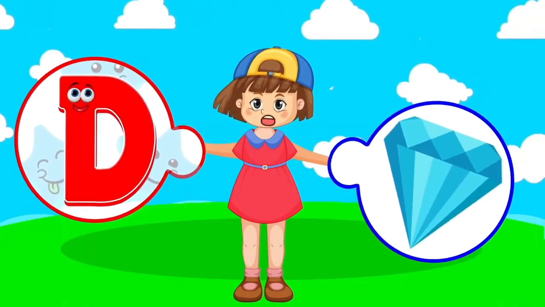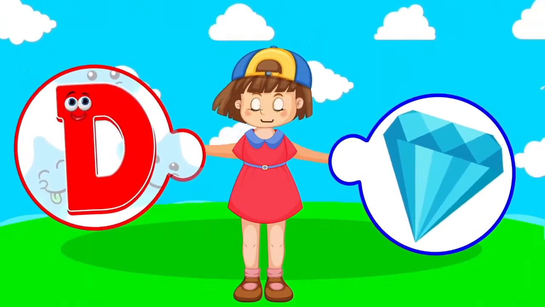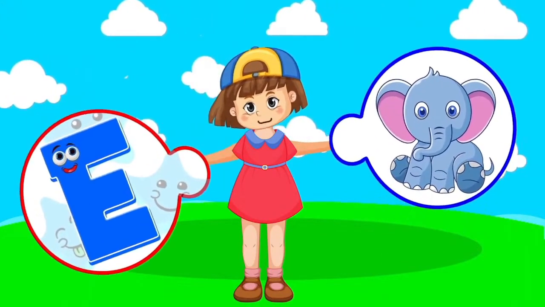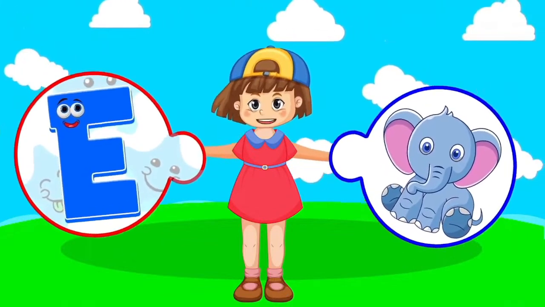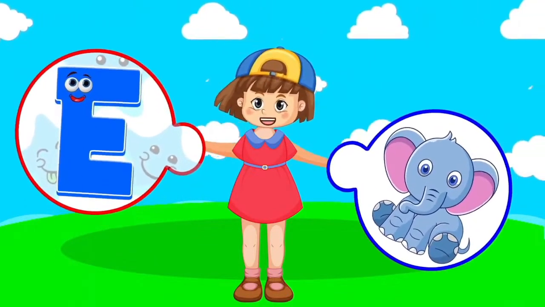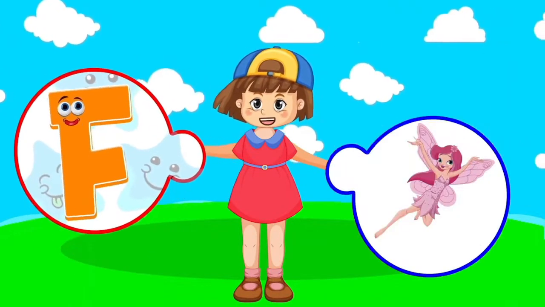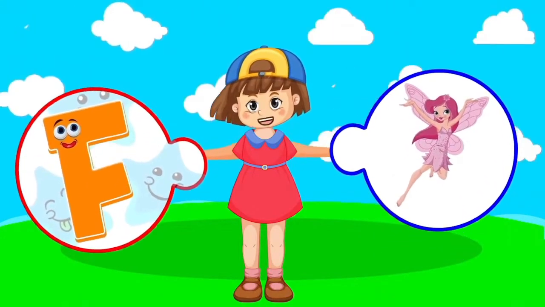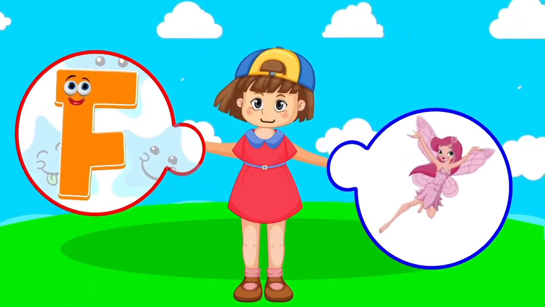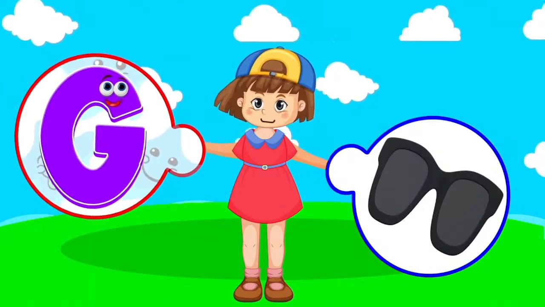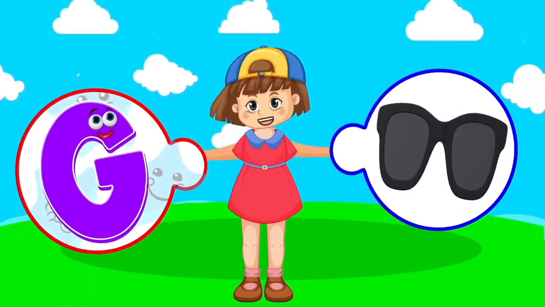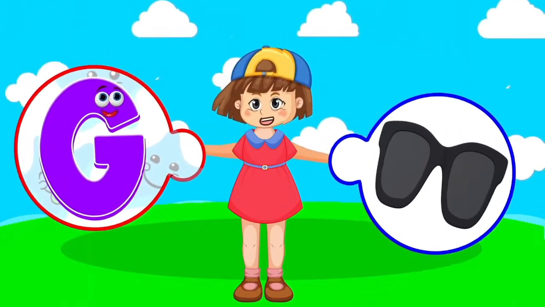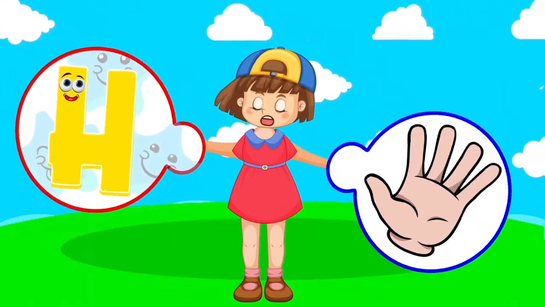D, diamond. E is for elephant. E, elephant. F is for fairy. F, fairy. G is for glasses. G, glasses. H is for hand.